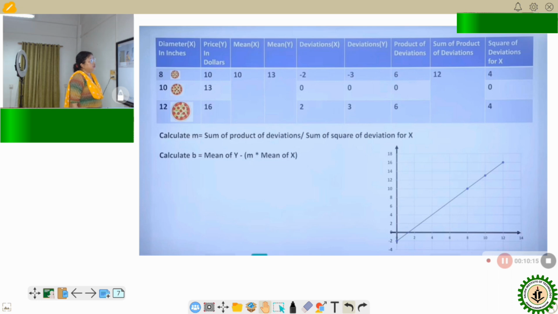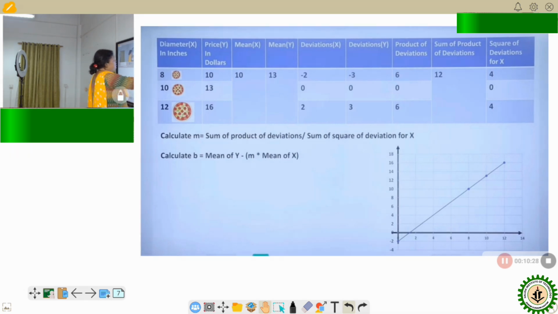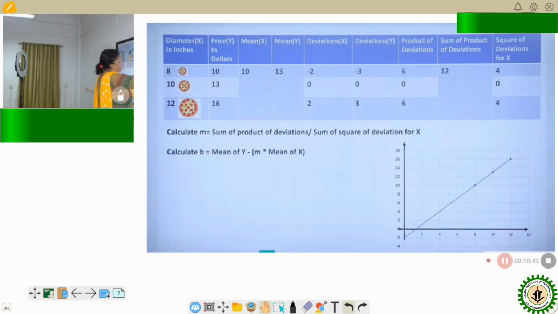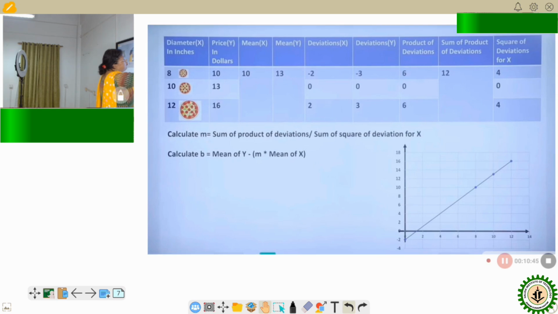In this way, we calculate the deviation of y: 10 minus 13 is minus 3, 13 minus 13 is 0, and 16 minus 13 is 3. We can calculate the deviation in x and the deviation in y. Then the product of the deviations. How can we calculate the product of the deviations? It is the multiple of deviation x and deviation y.